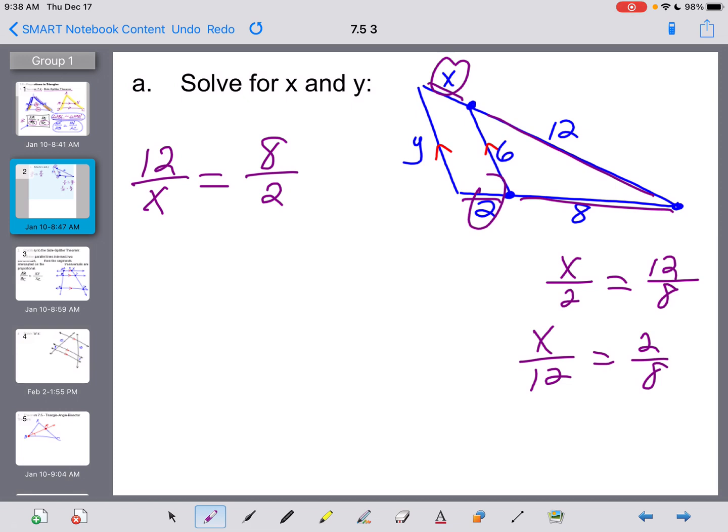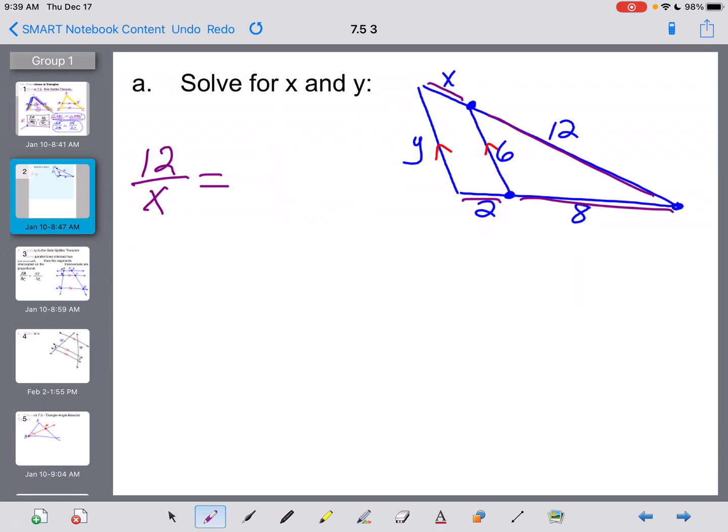With this particular proportion, let me think about this mathematically, guys. There are, let's see, 4 times 2, there's 8 different ways you actually could have set this proportion up correctly. There certainly are ways to do it wrong too, but 8 different ways that you could have done it right. So let's cross multiply here. We're going to get 8x is equal to, and 12 times 2 is 24, and then we'll just divide both sides by 8, and we're going to get x is equal to 3.